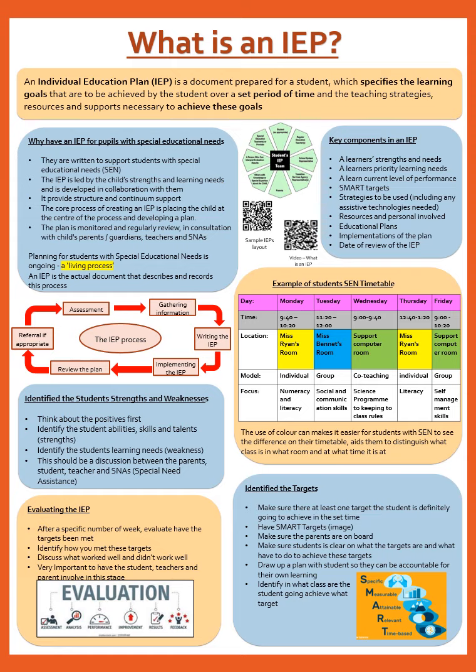An example of an SEN timetable is given here. As we can see, the use of colour can make it clearer for students with SEN to see the difference on their timetable and aids them to distinguish what class is in what room and at what time. Only the key information is colour coordinated, as if it was all colour coordinated it would be overbearing for the child with SEN.